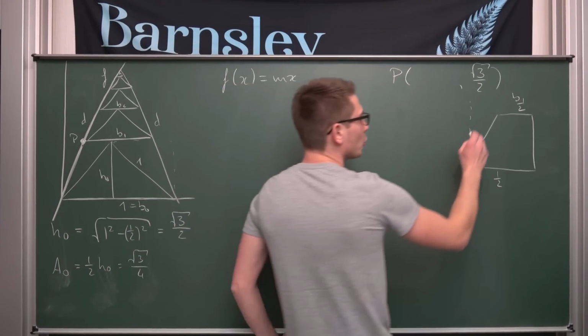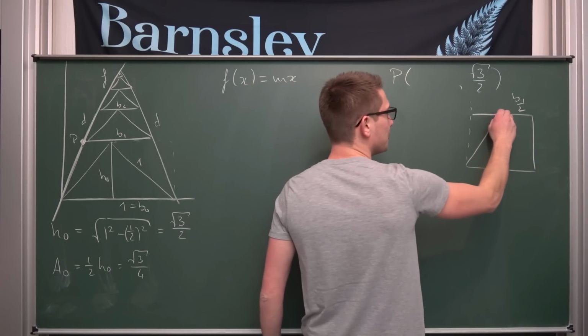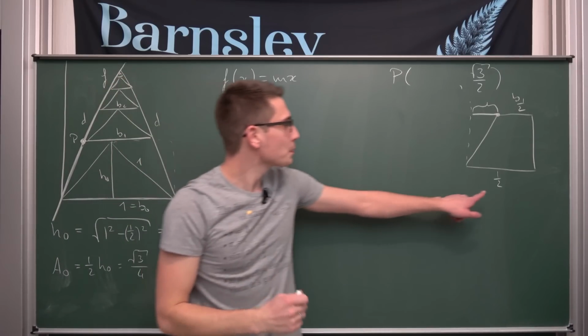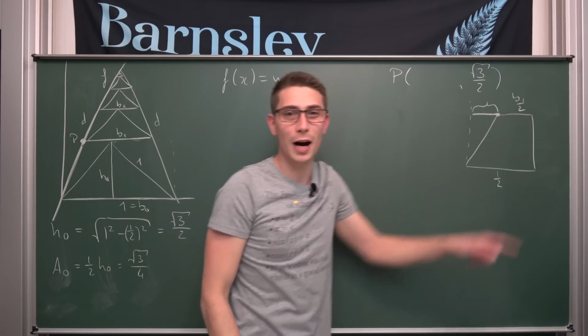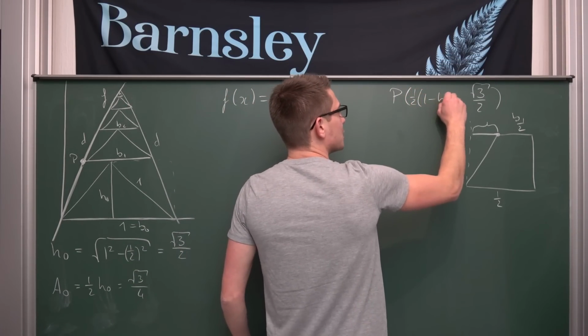Meaning, we need to find out what the distance from the y-axis to this point P actually is. I mean, this distance right here is nothing but 1/2 minus b1 over 2. Factoring out the 1/2 is going to result in 1/2 times (1 minus b1).